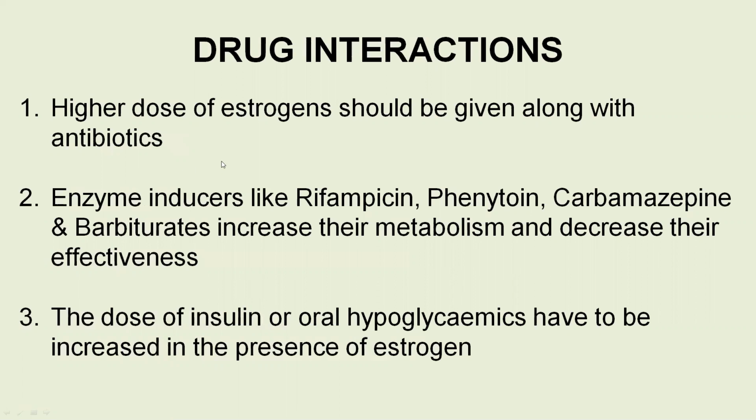Then coming to drug interactions, a high dose of estrogen should be given along with antibiotics. See here, antibiotics disturb the normal bacterial flora, because of which the enterohepatic circulation of estrogens is reduced. So you need to give a higher dose of estrogen to get the same effect. Enzyme inducers like rifampicin, phenytoin, carbamazepine, and barbiturates increase their metabolism and decrease their effectiveness. So you have to give a higher dose of estrogen. The dose of insulin or oral hypoglycemics has to be increased in the presence of estrogen. This is because estrogen causes hyperglycemia.